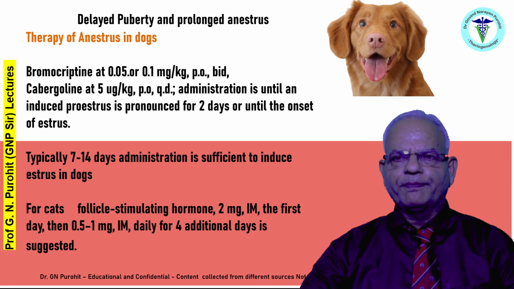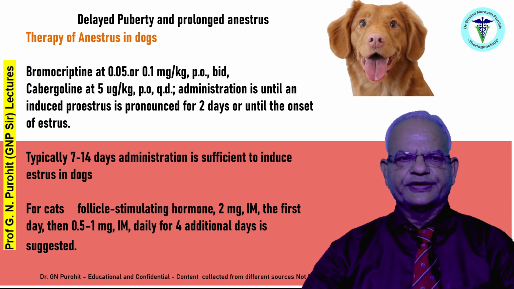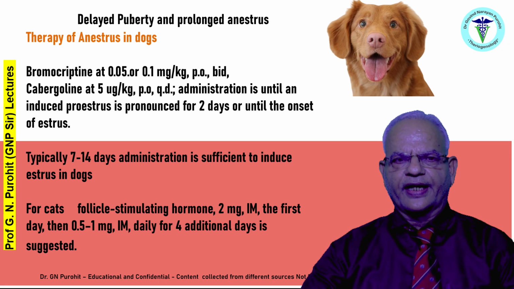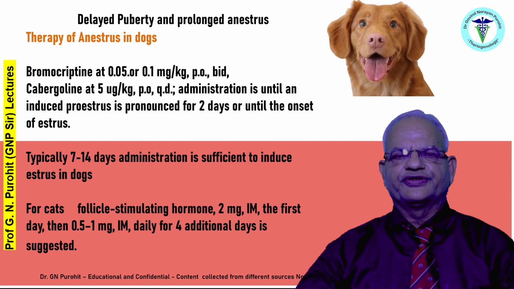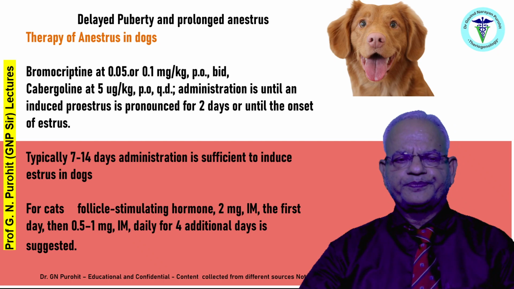Now, what could be the therapy for anestrus in dogs? Bromocriptine or cabergoline are usually administered until proestrual bleeding starts. Typically, 7 to 14 days administration is sufficient to induce estrus in dogs. For cats, follicle stimulating hormone, 2 milligrams the first day, followed by 0.5 to 1 milligram for 4 additional days is suggested.